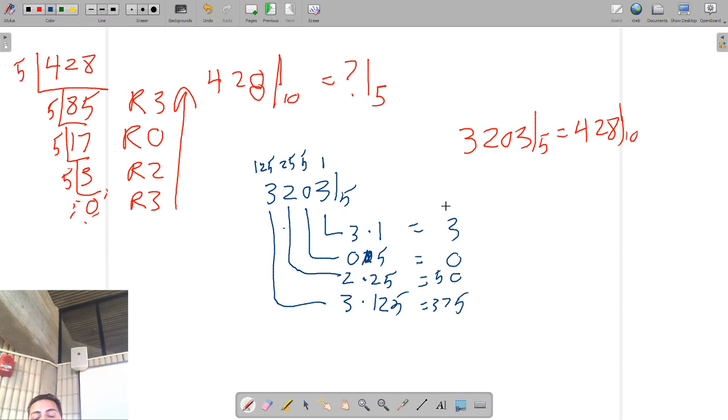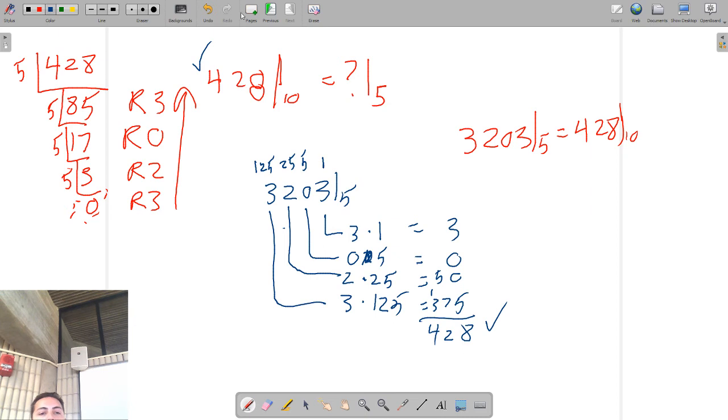So 5 plus 3 is 8. No carry. 5 plus 7 is 12. Carry the 1. 428. The fact that these two things match means we've done it correctly. Okay? And that covers going from base 10 to base n, and from n to base 10, n being whatever number you choose.